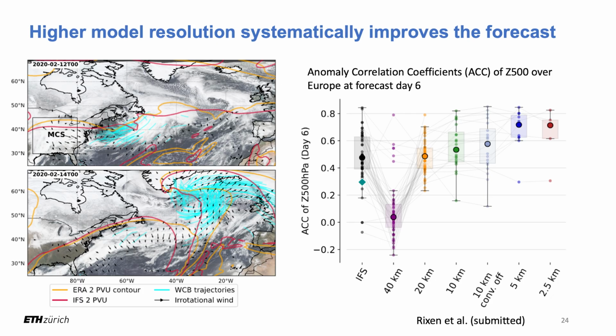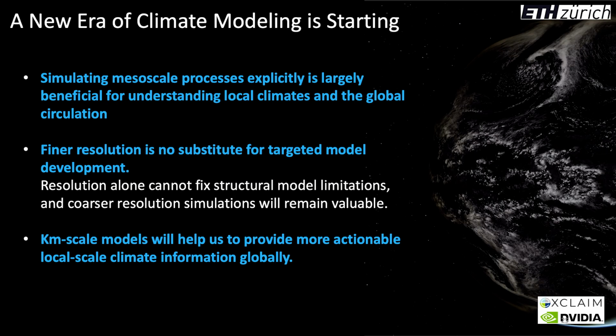So very promising results, and we're trying to generalize this now and see if we can really leverage this for climate change simulations. So wrapping up, I think we are really entering a new era of climate modeling capabilities. I'm very excited about the kilometer scale models. It really allows us to look at mesoscale processes and their role in the climate system, and also how they affect larger scale circulation, not only local scale extremes, for instance.